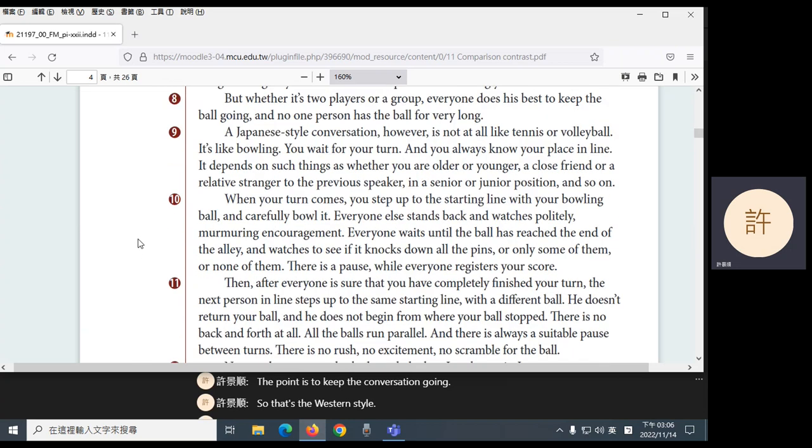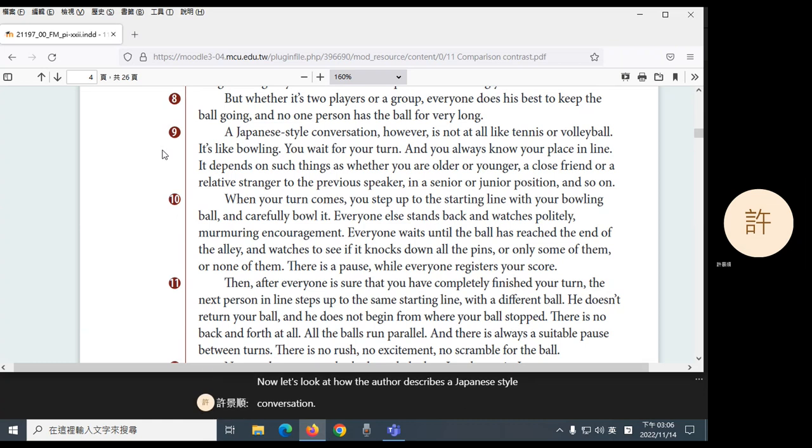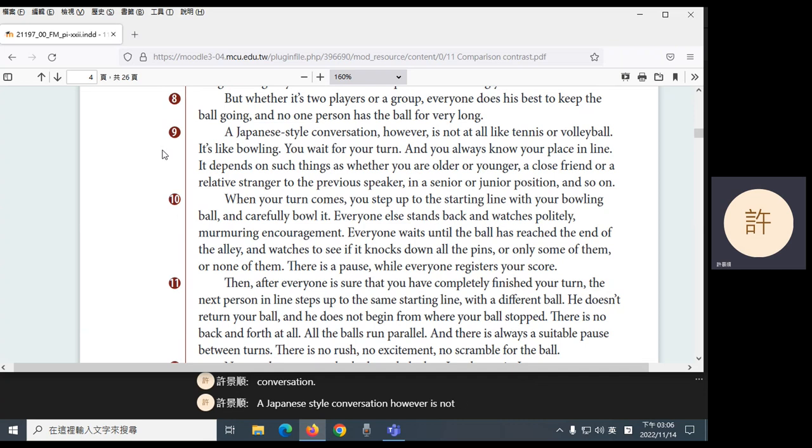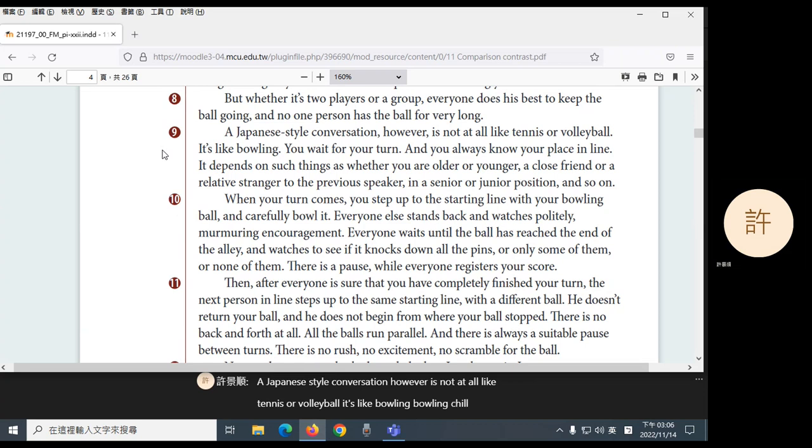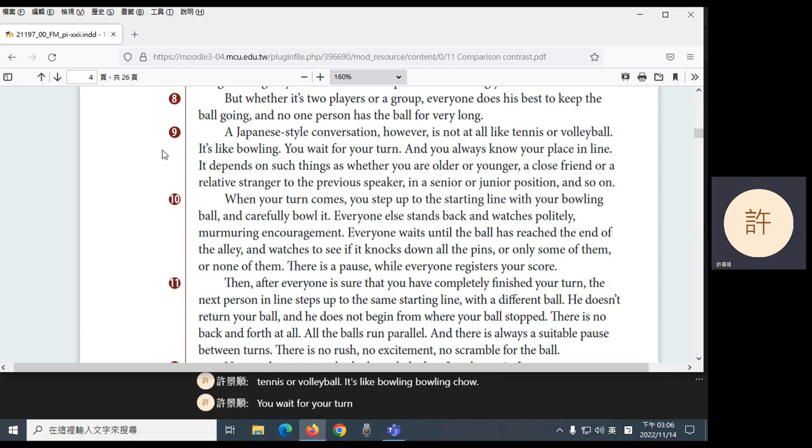Now let's look at how the author describes a Japanese style conversation. A Japanese style conversation, however, is not at all like tennis or volleyball. It's like bowling. You wait for your turn, and you always know your place in line. It depends on such things as whether you are older or younger, a close friend or a relative stranger to the previous speaker, in a senior or junior position, and so on.